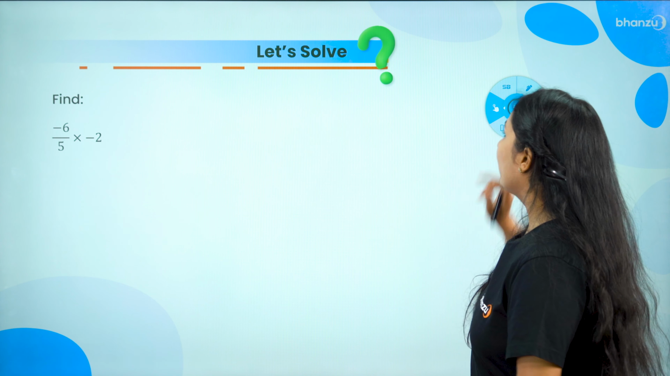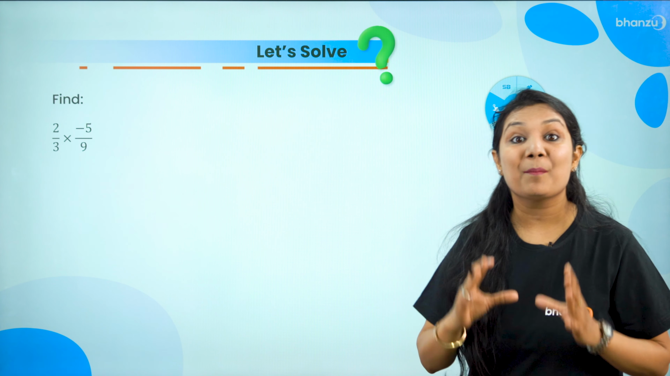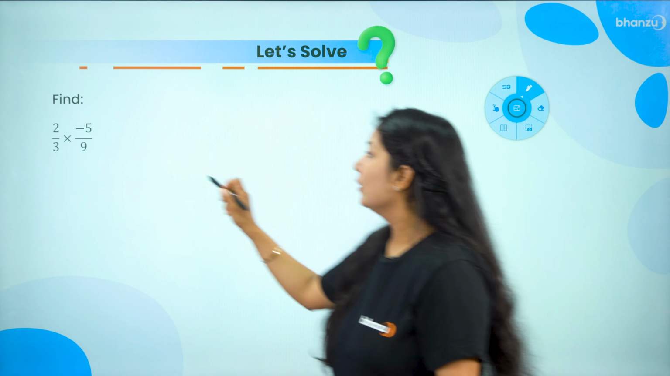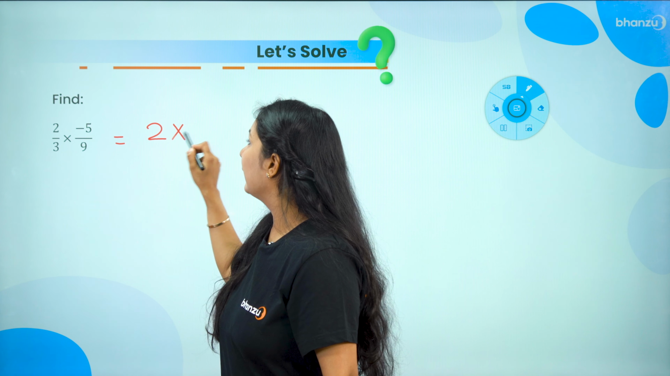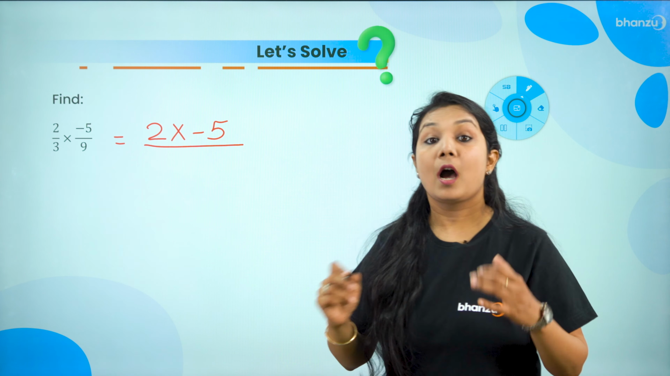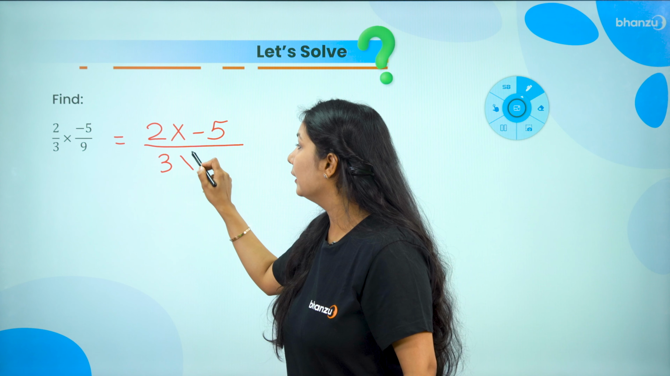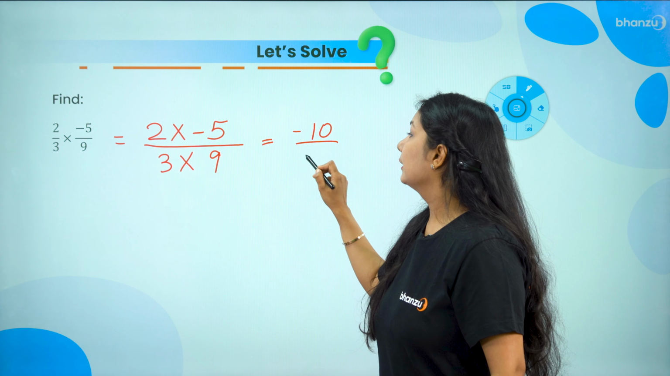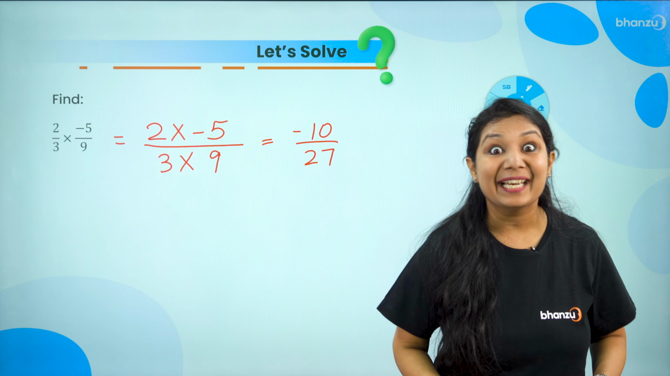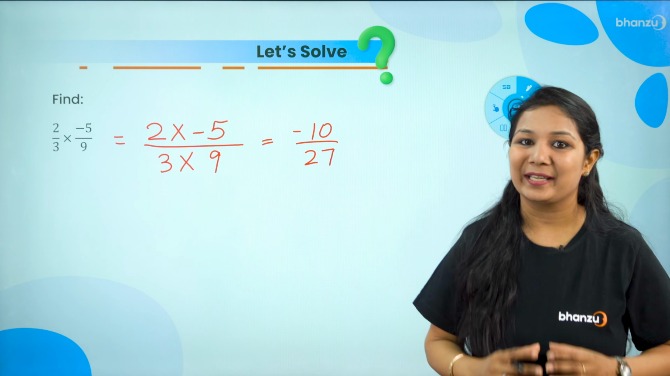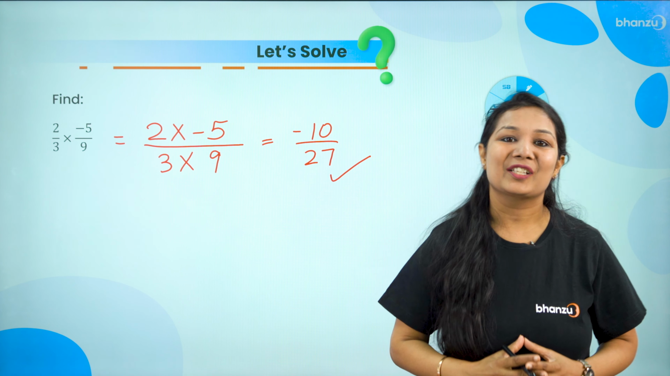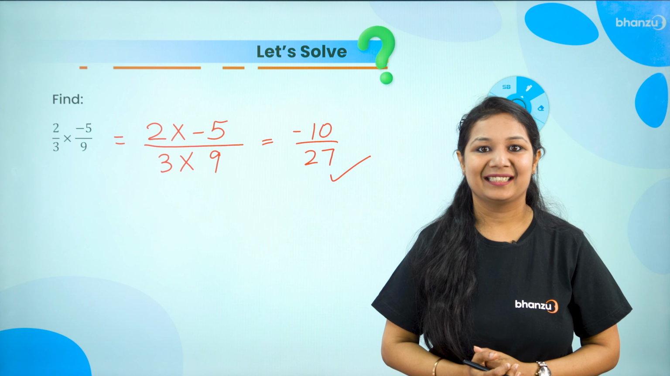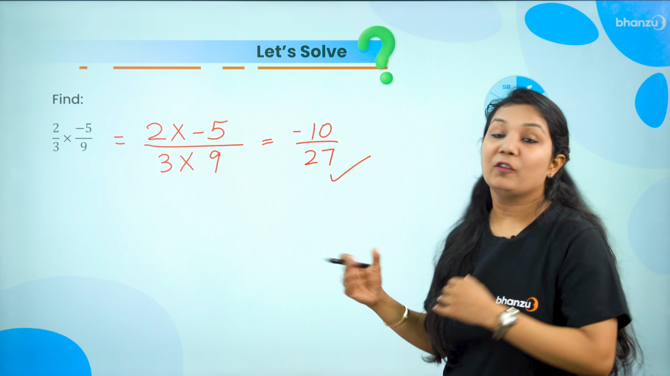Moving ahead, let's do one more practice question where we have a rational number multiplied by the rational number. So what happens in this case? So here we have numerator 2 and minus 5, which should be multiplied by each other upon denominators, which is 3 into 9. So what do we get now? 2 into minus 5, which is minus 10, 3 into 9, which is 27. So what do we get? We get it as minus 10 upon 27. So this is how we get the answer to it. Got it? Great. So this was all about multiplication of rational numbers.